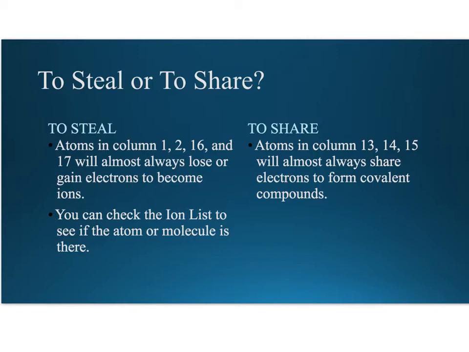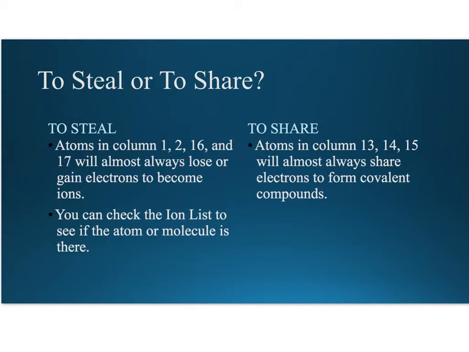You can also check the ion list if you want to be double sure that your element is going to become an ion. And the ion list is also really handy because we can check for molecules like hydroxide, which has a -1 charge. And so that ion list is really good for not only telling you if you're going to get an ion, but what charge it's going to have.